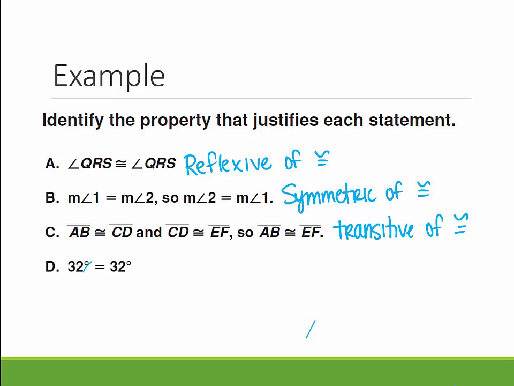And then we have some more measures. 32 degrees equals 32 degrees. Be very careful with this one. It has equal signs there, not congruent symbols. So this is the reflexive property of equality, not of congruence. There is a difference.